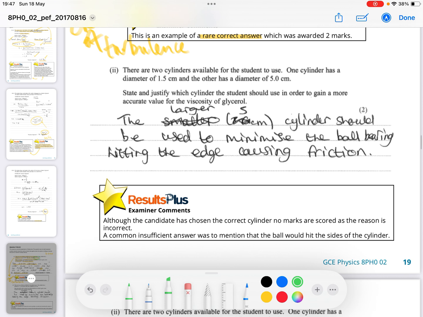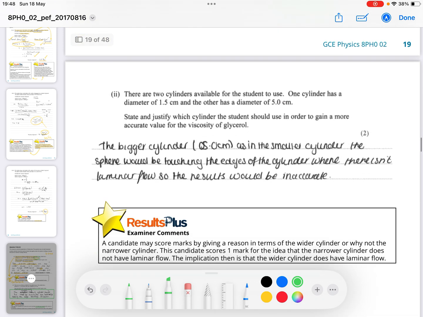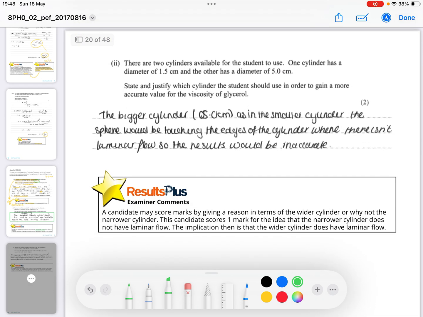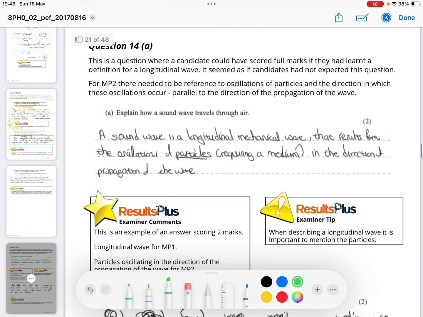So this is another answer, so you can read through that and see what the examiner says about this answer, which I believe no marks are scored, as the reason is incorrect. Okay, and here's another one. Again, you can have a look at what the examiner's saying, only because of time. Stop the video and have a look.